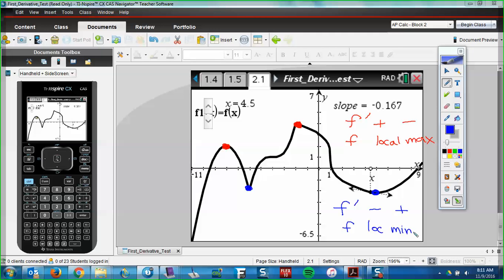Okay? All right. And then, of course, then you had some other spots, right? You had these, I don't know, let's use this green. I never use that. What do we have right there? Those are critical points, right? Slope is 0 there, slope is 0 there. Or excuse me, slope is undefined right there. What's happening at those points?